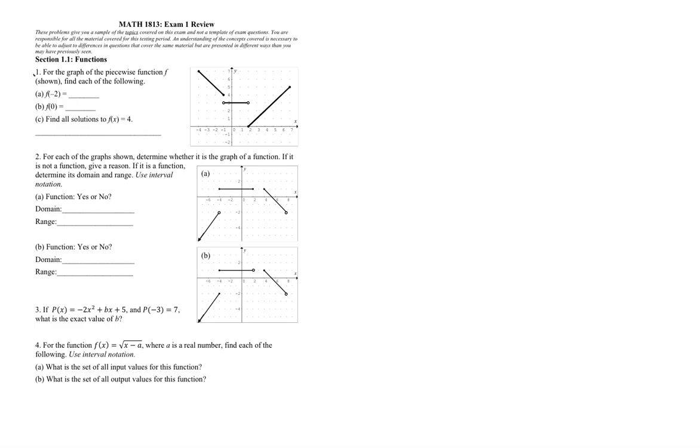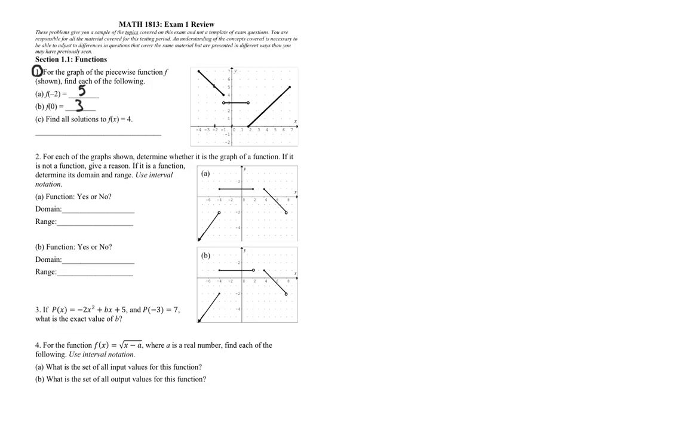Okay, so we're going to start out with question 1. And the first thing it wants us to find is f of negative 2. So we're going to look at our graph, go up to find our negative 2 on the x-axis, go up to the line, and it happens at 5. Now it wants us to find f of 0, so we'll find 0 on the x-axis, go up, and that happens at 3. And now we want to find all solutions to f of x equals 4.